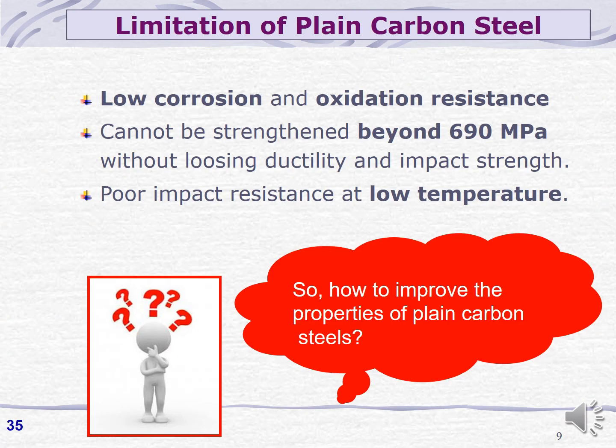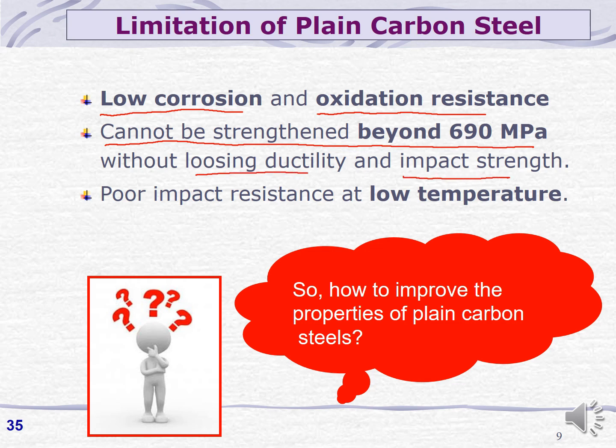Okay, what are the limitations of plain carbon steel? There are three limitations. One is low corrosion and oxidation resistance. Two, it cannot be strengthened beyond 690 megapascal without losing ductility and impact strength. Three, poor impact resistance at low temperature. Okay, so how do we improve the properties of this plain carbon steel? Let's think about what the answer is.